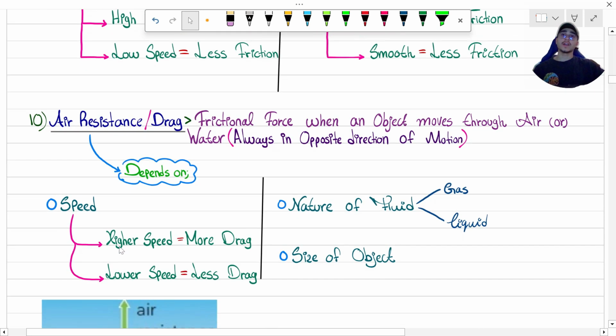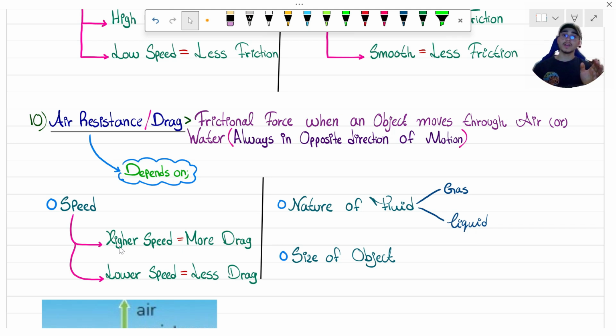Air resistance and drag. Like upthrust is the contact force in fluids and liquids, air resistance or drag is like the friction, but mainly in fluids. So it's the frictional force when an object moves through air or water. Friction of fluids. Since it's friction, it's always in the opposite direction of motion.